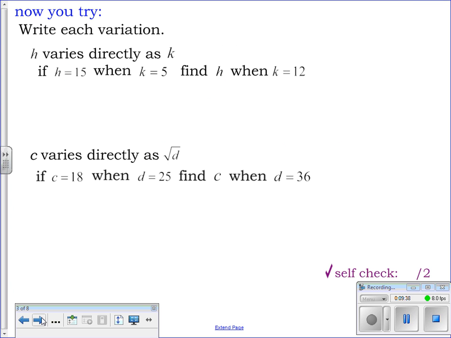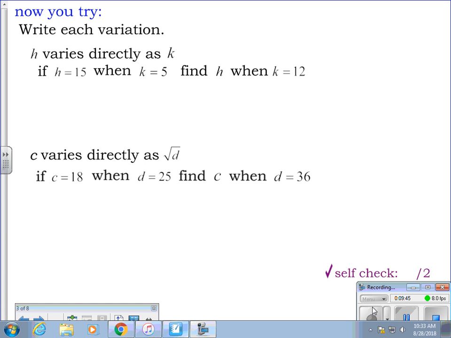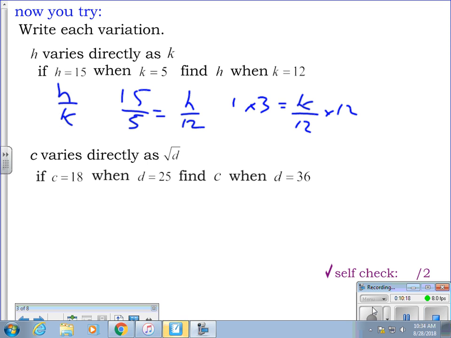Your turn. And watch the second one. Okay, so the first one, H varies directly as K, so I have H over K. So if H is 15 when K is 5, find H when K is 12. So 15 over 5 reduces to 3. So I have 3 is equal to K over 12. Multiply both sides by 12, and I get K equals 36.